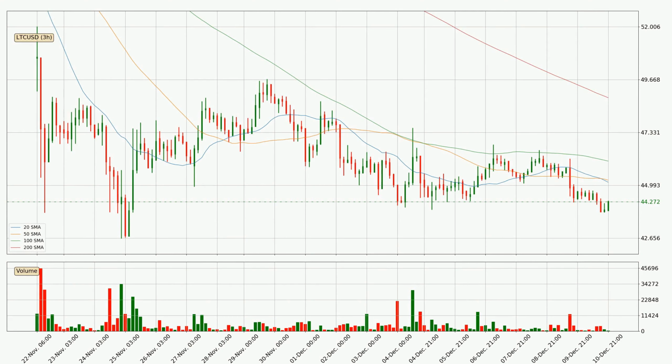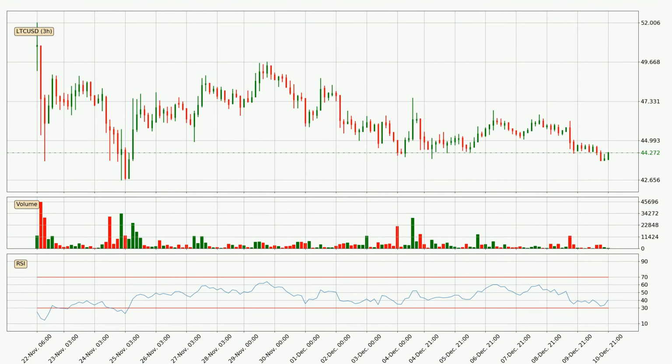Jumping to the 3-hourly simple moving averages, for this time interval, the current price is below all of the simple moving averages, which looks bearish, and you should keep an eye on the closest SMA. The 20 SMA will play as resistance or the price will break above it, with the current price around 45.1. Jumping to the 3-hourly relative strength index, the current 3-hourly RSI is at 40, so it doesn't show signs of overbought or oversold conditions at this point.